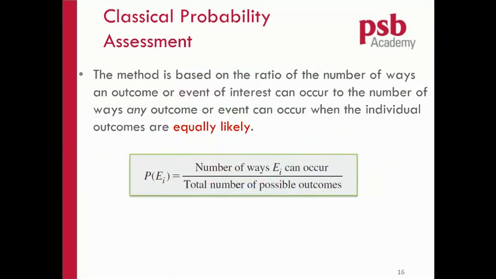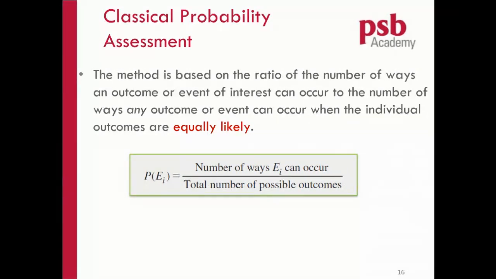So let's look at the first probability assessment. Classical probability assessment. The method is based on the ratio of the number of ways. This is called ratio. Something divided by something is called ratio. What is the ratio? The number of ways an outcome or event of interest can happen to the number of ways an outcome or event can occur when the individual outcomes are equally likely. Okay, the number of ways something can happen out of the total number of ways of the possible outcomes.